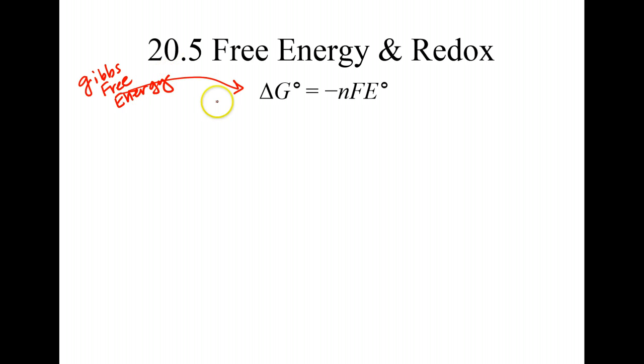and redox. The first main equation we want to take a look at is delta G standard equals negative n Faraday's E standard. And some of these letters we've seen before, some we have not. The G should look familiar to you. This is our Gibbs free energy. If you think back to our thermodynamics chapter, it indicates to us whether or not a reaction is spontaneous or not, based on the sign of delta G.